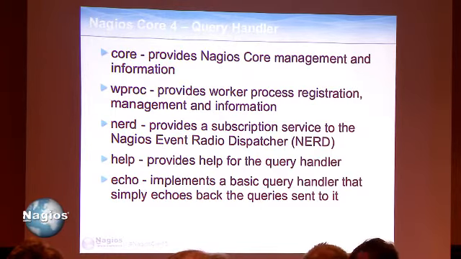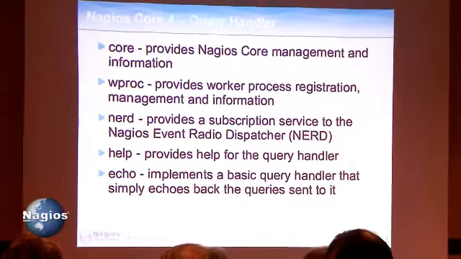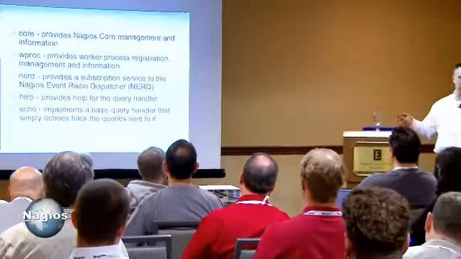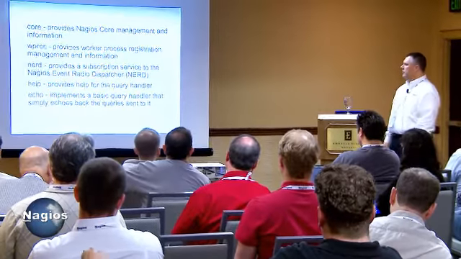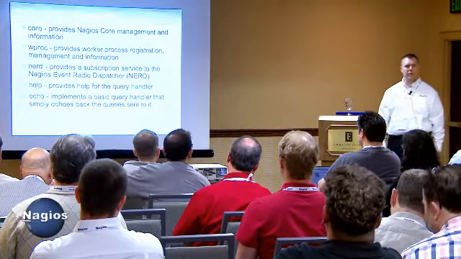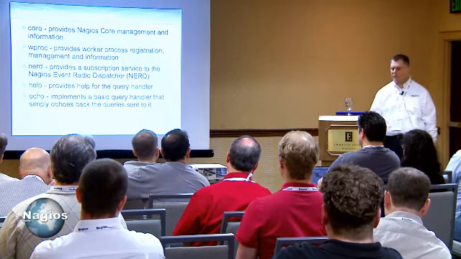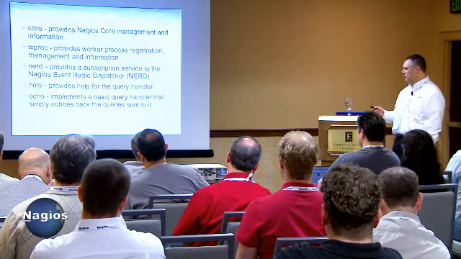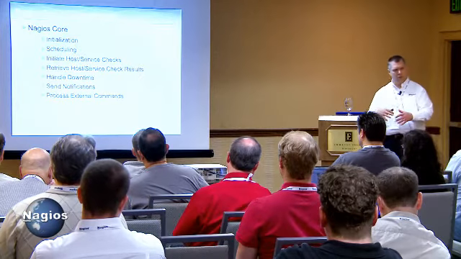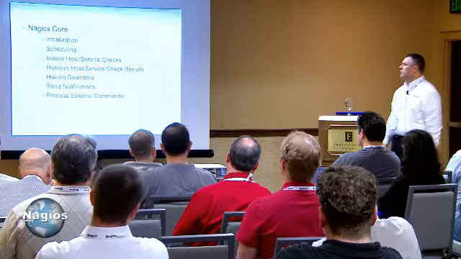The help query handler basically provides help for the query handler subsystem. I don't remember if there are any commands other than list, help list, which just lists all of the registered query handlers. So if you want to know that, you can do that. And echo is a very simple query handler that just simply echoes back what you send to it. Primarily just for testing, to make sure things are working the way you want. So that's the query handler. That's one of the new features in Core 4. Most people aren't going to interface with it, but it's good to know that it's there and how it's used.